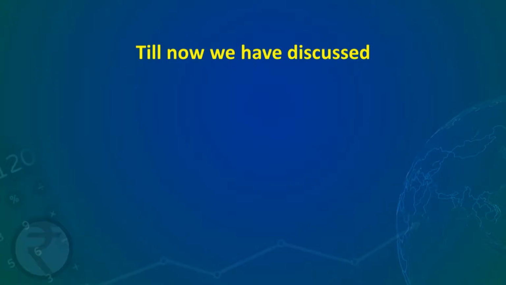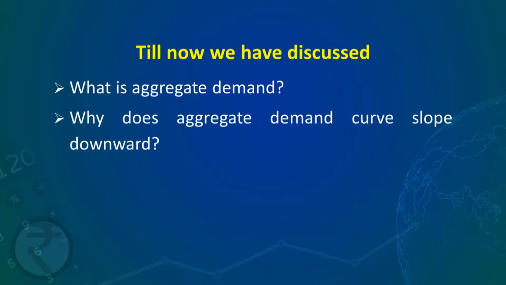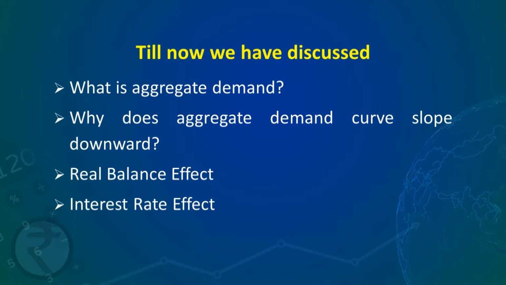So till now we have discussed what is aggregate demand, why the aggregate demand curve slopes downward, and we have seen the three reasons for the falling demand curve. They are real balance effect, interest rate effect, and international trade effect.